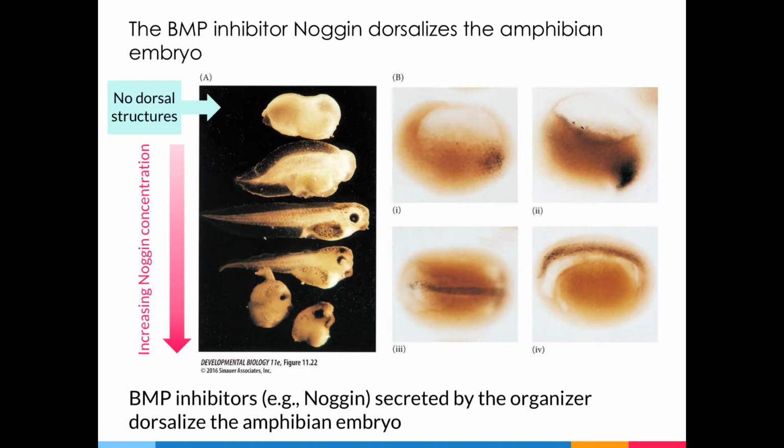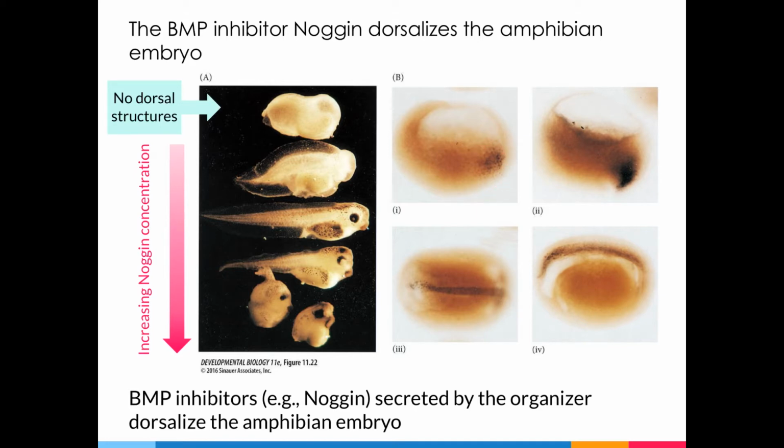If these embryos are injected with Noggin mRNA, they develop dorsal structures in a dose-dependent manner. If you inject too much Noggin mRNA, you end up with dorsal anterior tissue and no ventral or posterior tissues. Part B of this figure shows the location of Noggin expression by in situ hybridization. So what we're looking at here, the dark staining, is Noggin mRNA. As you can see, Noggin initially accumulates in the dorsal marginal zone.